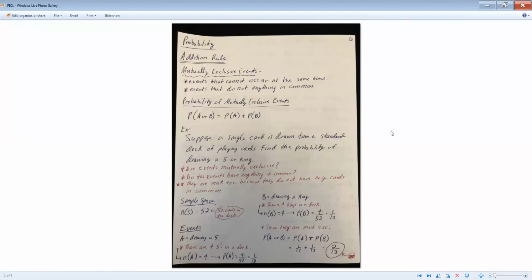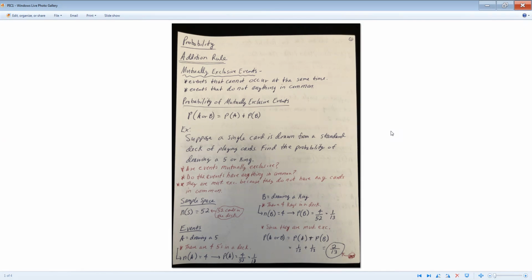Okay, so in this video, we will be talking about the addition rule and complement rule of probability. Under the addition rule, the first thing we will mention are mutually exclusive events. It will be events that cannot occur at the same time or events that do not have anything in common.